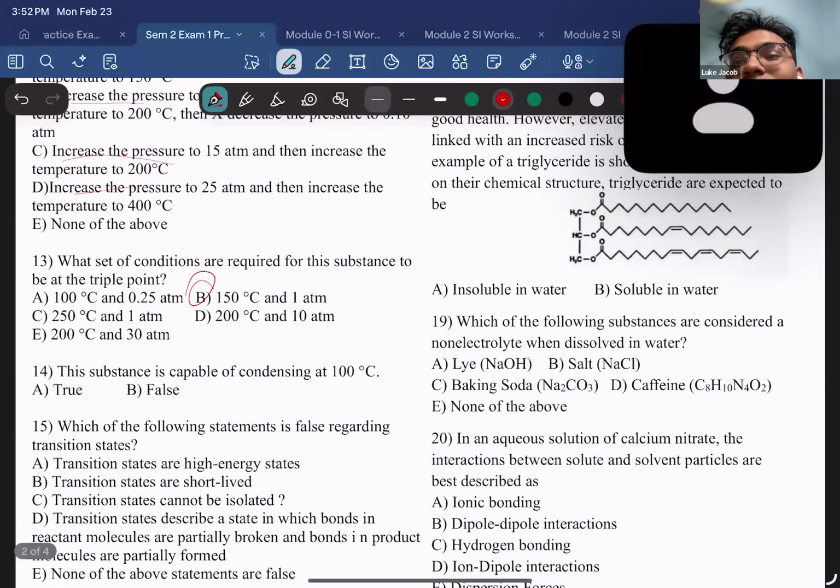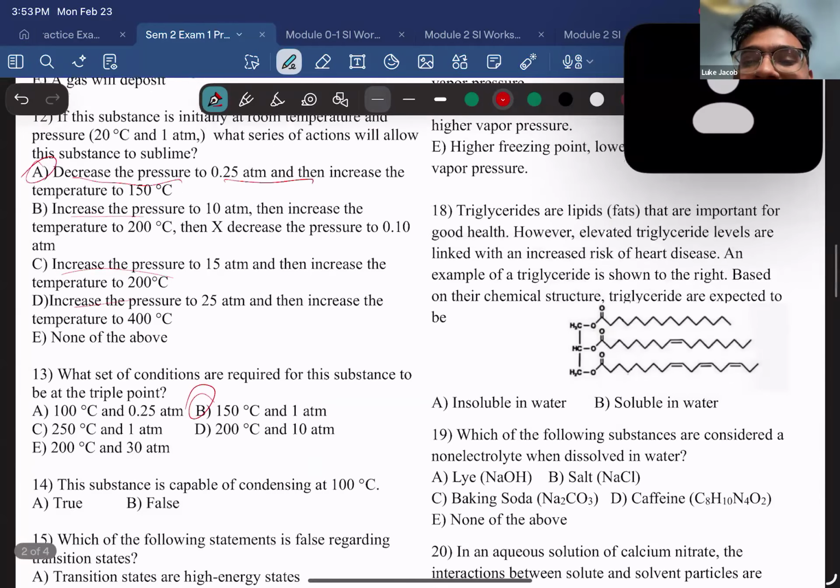I hate this Siri thing on GoodNotes. I don't know why it's there. I don't know why GoodNotes has an AI. It makes no sense. But anyways, okay.